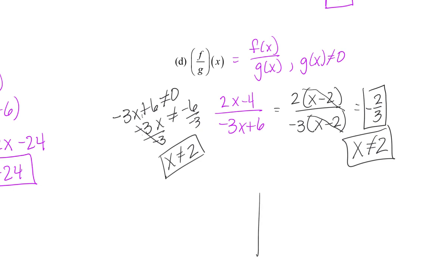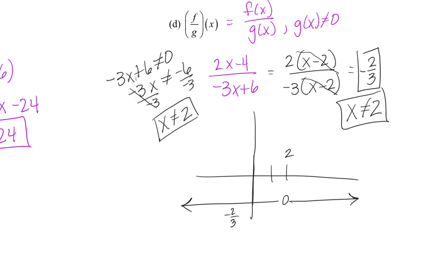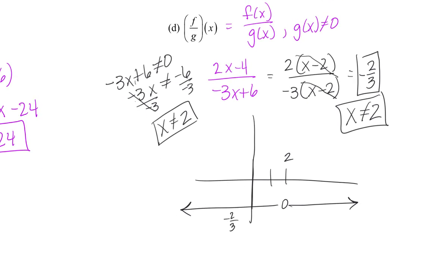So just so you can see the picture of the graph. If this is your 2 right here, and you have your negative 2/3 over here, that's what it would look like on a graph. So it cannot be 2. So negative 2/3 is your answer, and it falls within the range. Okay?